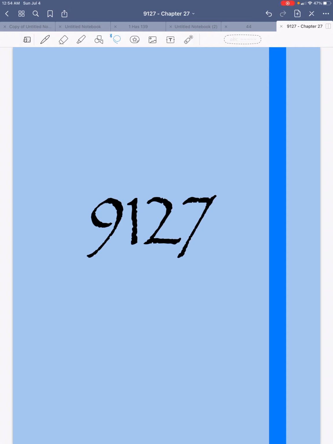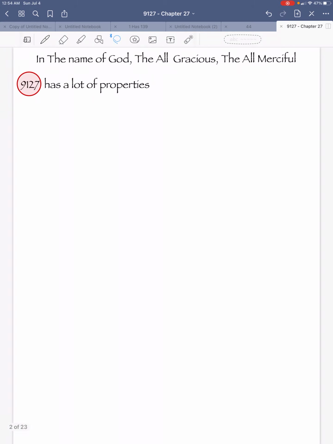Okay, I am going to share with you some of the mathematics that is related to 9127. As we know, 9127 mathematically is telling us that chapter 9 has 127 verses and not 129. In the name of God, the all gracious, the all merciful, 9127 has a lot of properties.